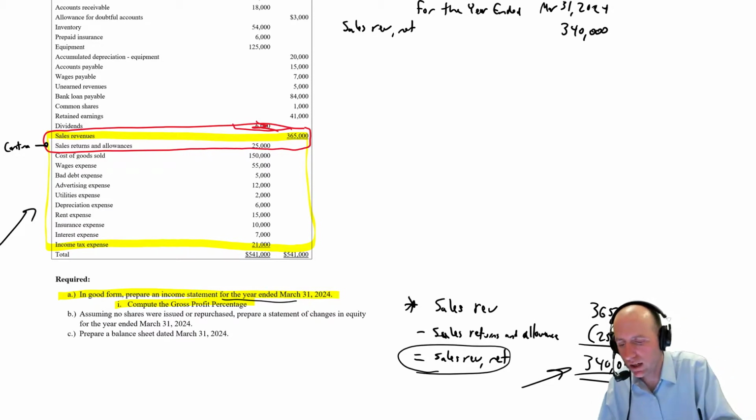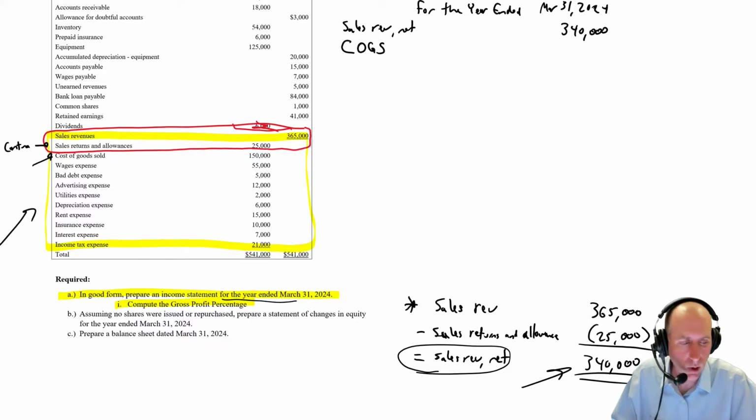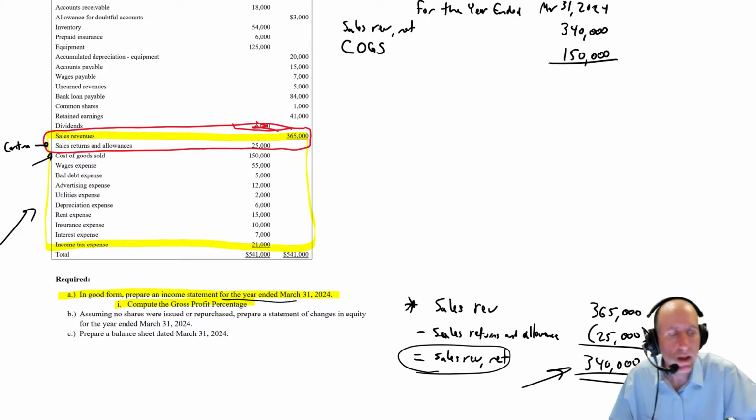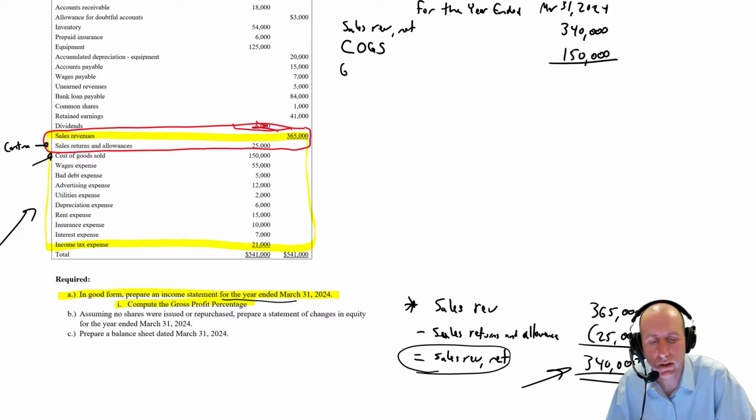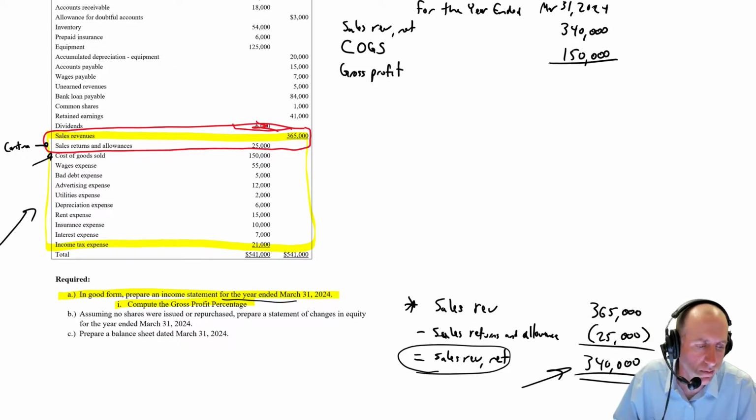The next new thing is this account, cost of goods sold, and it's a special account. It's an expense, but it's an expense that gets top billing. So we list our COGS, our cost of goods sold, next, and our COGS was $150,000. Sales minus COGS equals gross profit. A new subtotal: 340 minus 150 equals, doing the math in my head, 190.